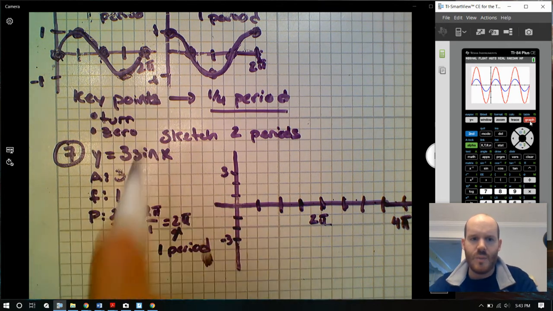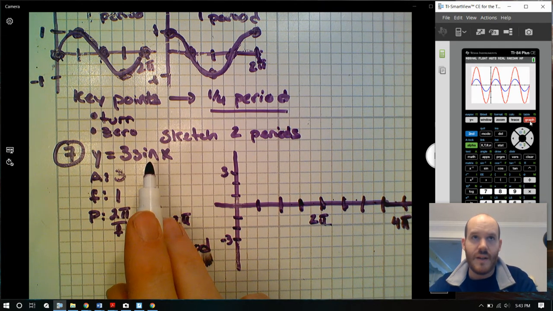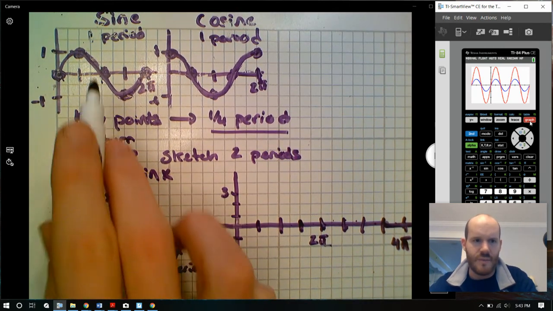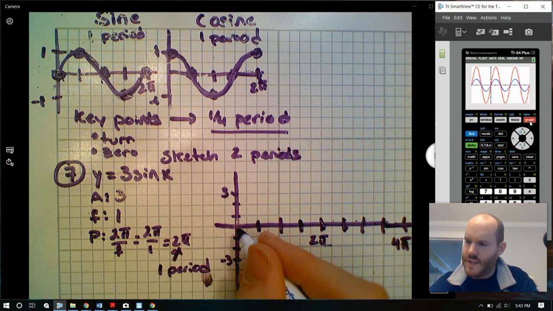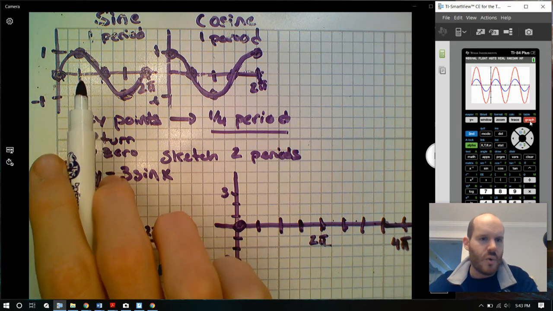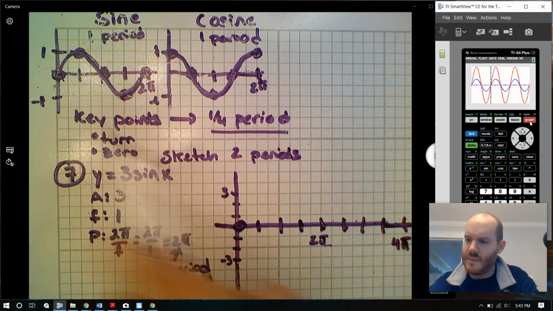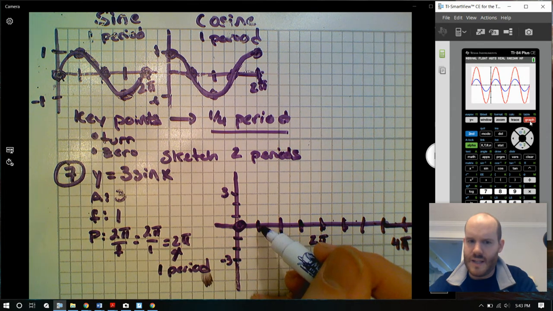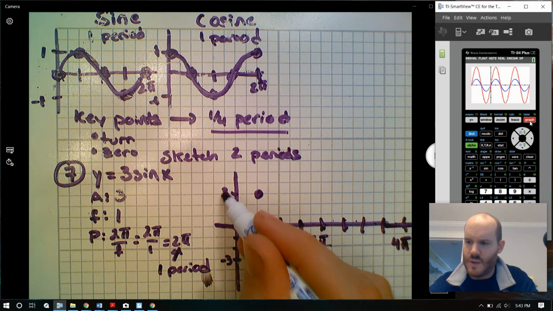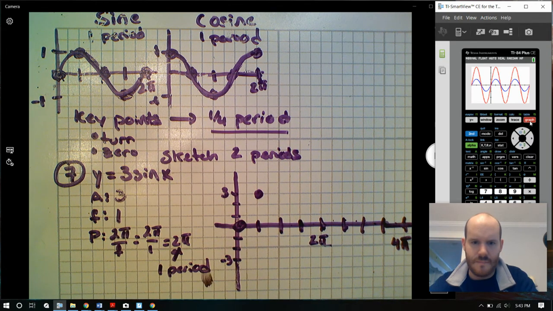Because this is a sine graph, I'm going to follow the sine graph pattern. This is a sine graph right here. And it starts at its 0. That's my first key point. The next key point occurs a quarter of the way through its period, and it's a maximum. So I'm going to come over here. The next quarter through the period, the next key point occurs at its max. Here the max is 3, again, because the amplitude was 3.